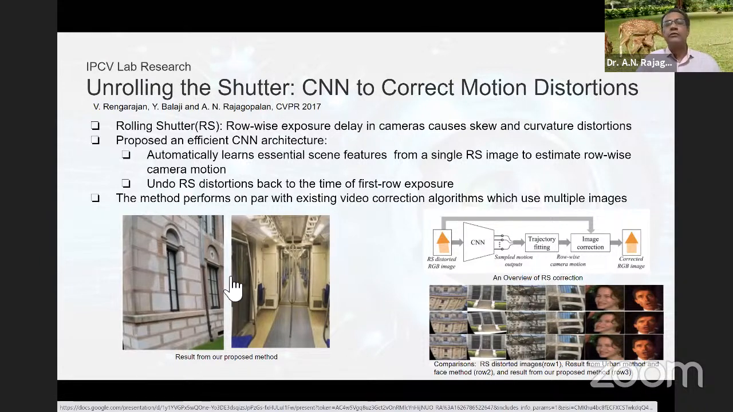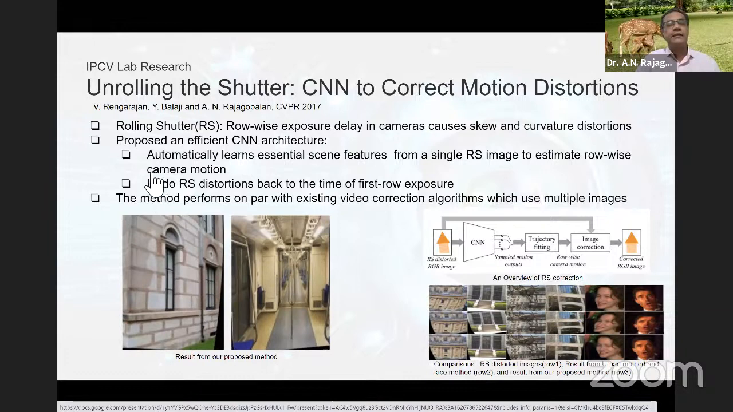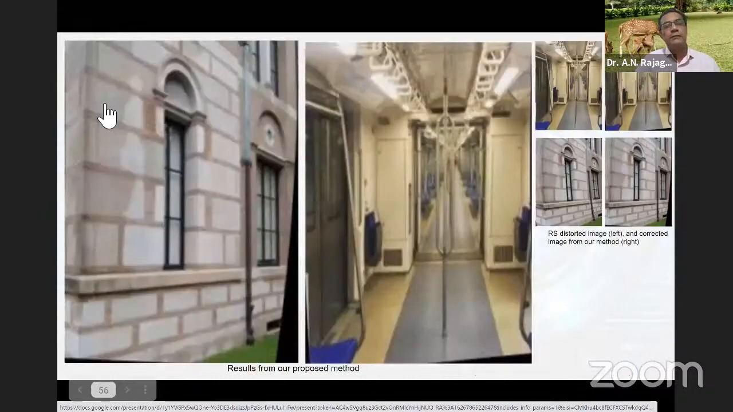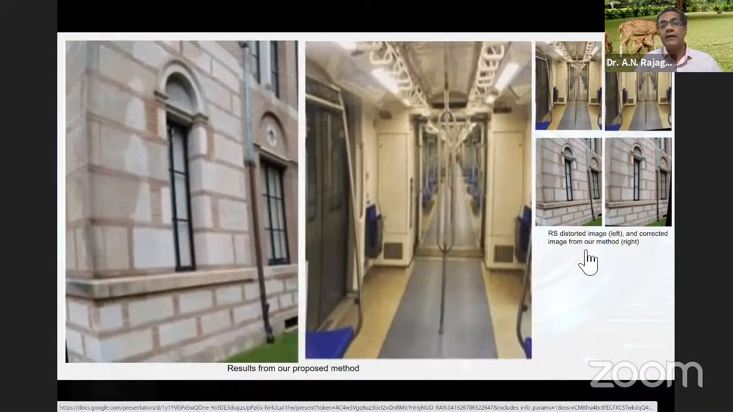So I'm going to show this blown up picture. You can see that after rectification, the building looks vertical. Otherwise, it looks like one of the walls is curved, the wall edge is curved. Similarly, this is inside a train. You can see that the bend is removed. And of course, here are some still images.